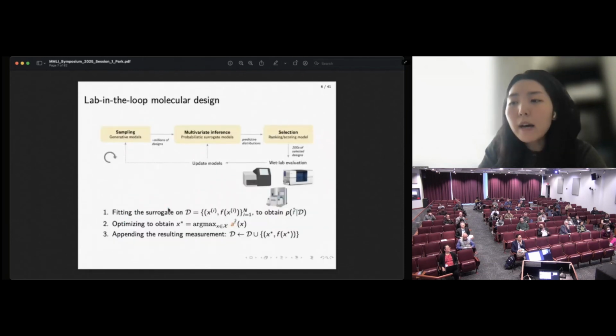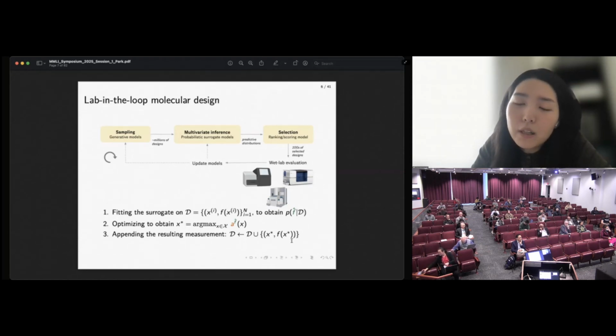And the MOBO algorithm proceeds in repeating cycles of first fitting the surrogate on our data set D, then running optimization to obtain the maximizer of the acquisition function, X star. And then we query the black box function on the selected design, and then append the pair to our data set. And then we go back and refit the surrogate on the expanded data set and repeat. We may query LMs in each of these steps, or we may have an end-to-end kind of agent.